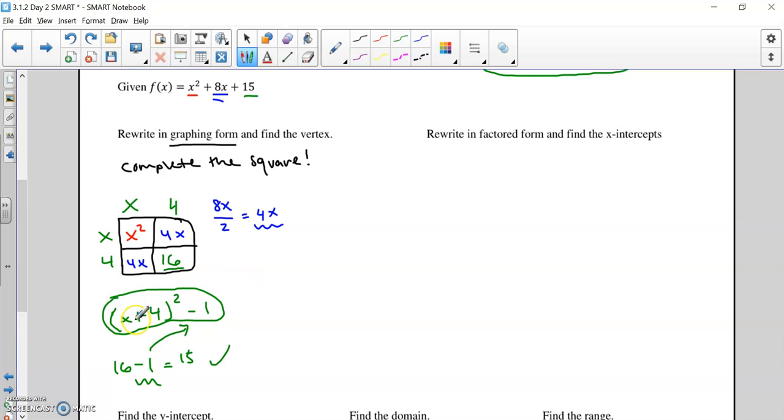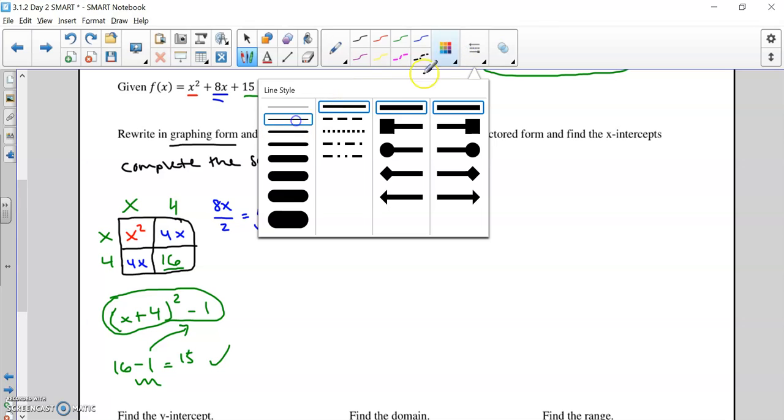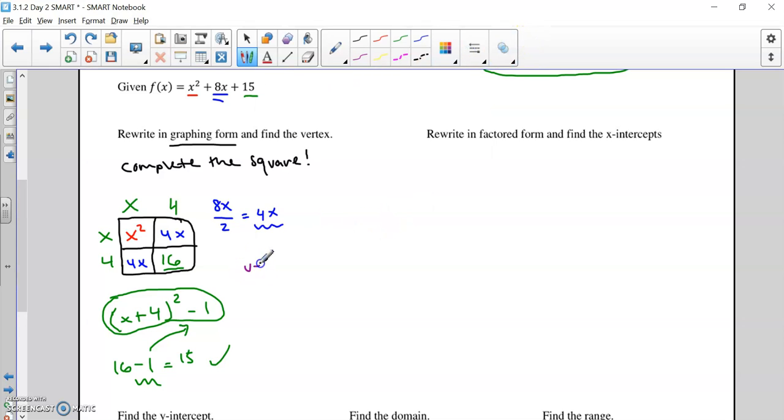Okay, and with this being the vertex form or graphing form, both are the same thing, we can say that the vertex, which is opposite of h comma k, that means for us, we're going to take -4 and -1. That's going to be the vertex. You could always check that by graphing it too.